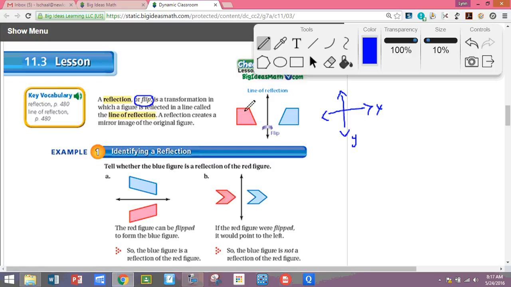But what happens is, if it's a slide before, or a translation, we would just move this point over here, and the pointy part of this quadrilateral, this trapezoid, would be over here. And then this one would be here, and this one would be over here. But you notice that the slanted line of your trapezoid is facing the line of reflection, and it is over here as well. That means all you did is flip that red one on top of the blue one, so therefore it is a reflection.